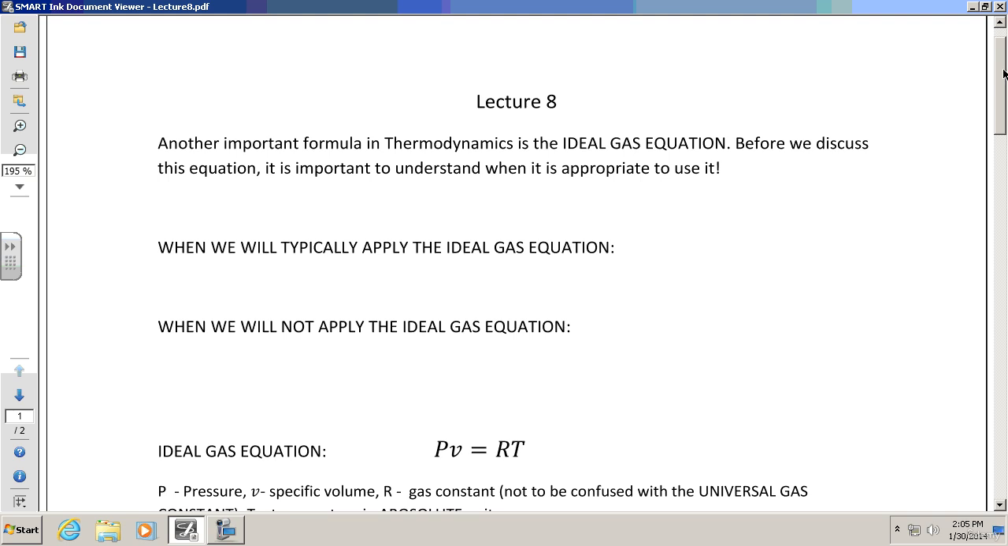And it's kind of obvious, but sometimes when you're in the middle of a test and you're nervous and you're going real fast, things that are obvious become not so obvious. And so I'm going to try to cement them in your mind and say that we typically apply the ideal gas equation to gases, okay?